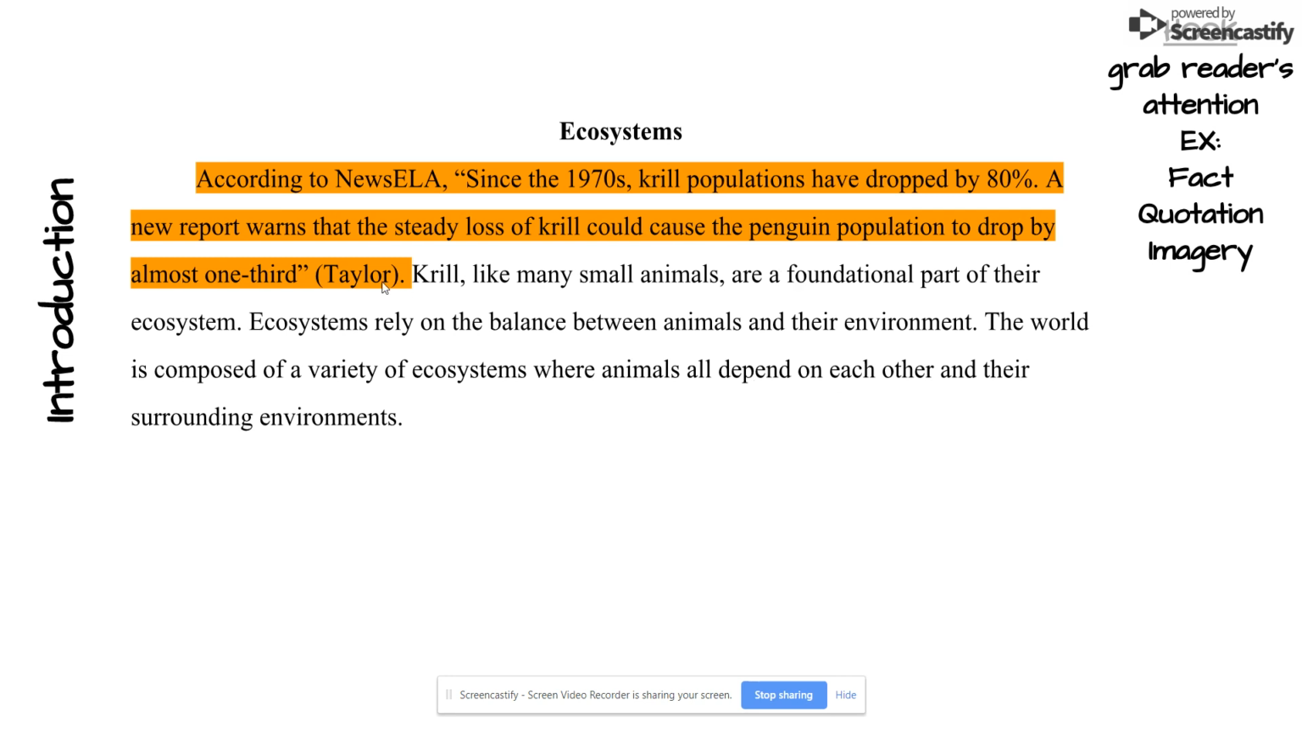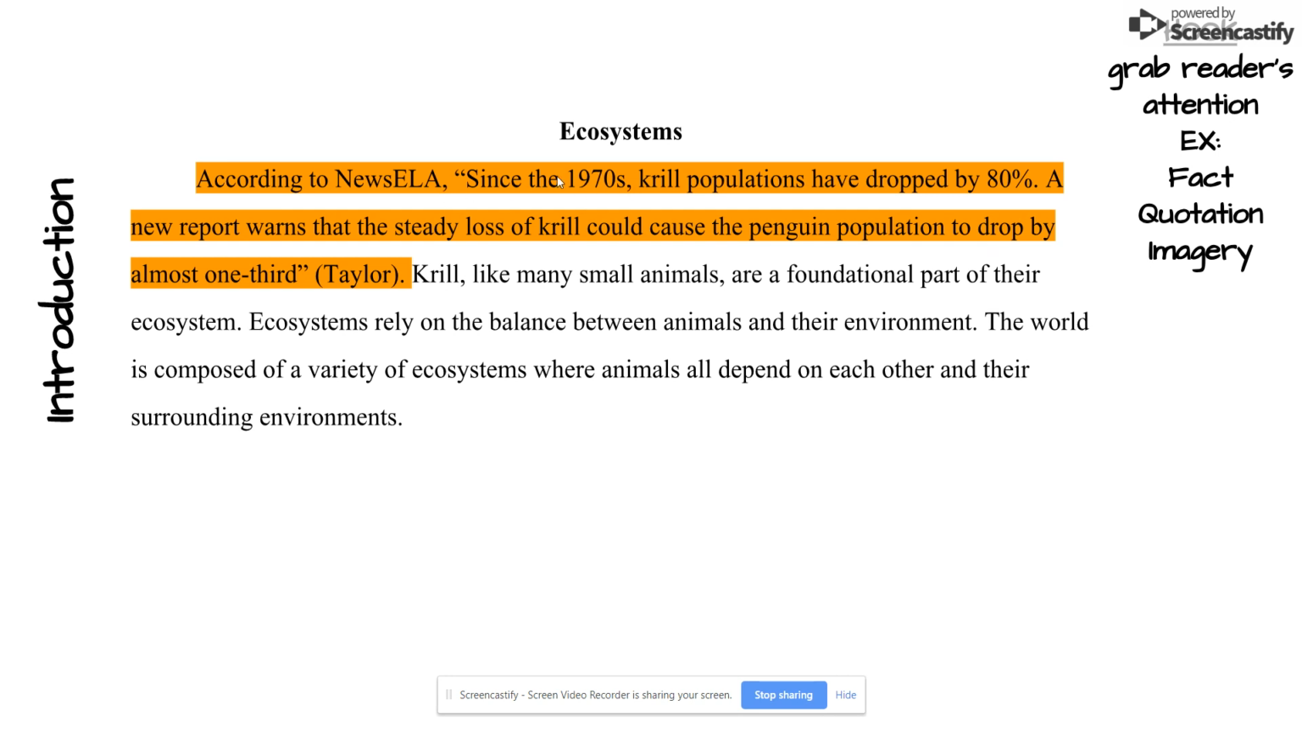Remember, when you're writing an essay, especially if you're trying to teach someone something, you want to grab their attention. You don't just want to say, "Hi, I'm Mrs. Owens, and I'm going to tell you about ecosystems." That would be boring. So some of the ways we're going to practice writing hooks in our informative essay unit include starting with a fact, starting with a quotation, and starting with vivid imagery.